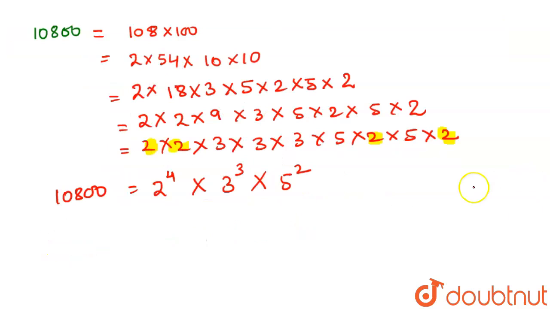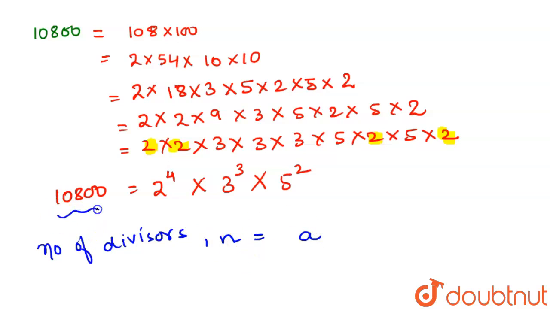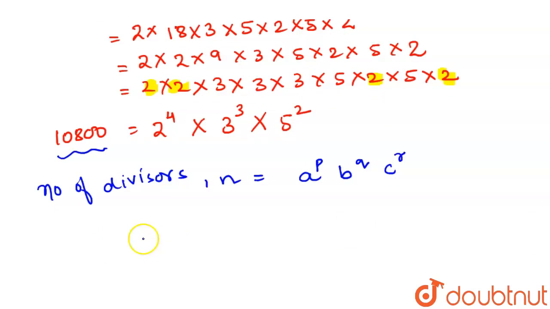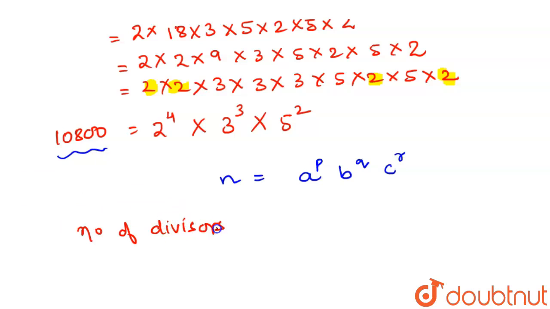So we know that we have a formula for the number of divisors. If we have a number n and its factors are as follows: a to the power p, b to the power q, and c to the power r, then the number of divisors would be p plus 1, q plus 1, r plus 1. We just add 1 to all the powers and then multiply them, right?